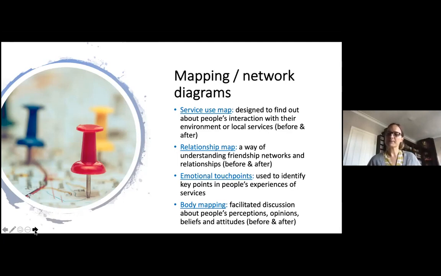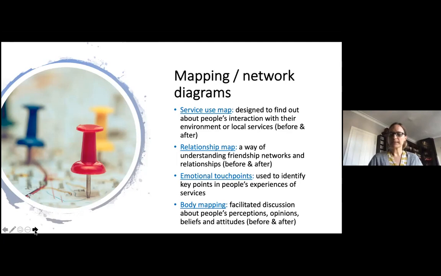Similarly with relationship maps, you can do a before and after comparison. Usually you'll see it when you follow that link, but this is usually a drawing of a target with the individual in the middle, and then you would ask them to map the connections that they have, the family and friendship connections, and how far or how close they feel they are to them on that target. And again, you can do that before and after. I think especially if you're working with people on well-being programs or to reduce isolation, it's a really good way of figuring out before and after: do they have closer relationships? Do they have a wider network of people who they're in touch with?